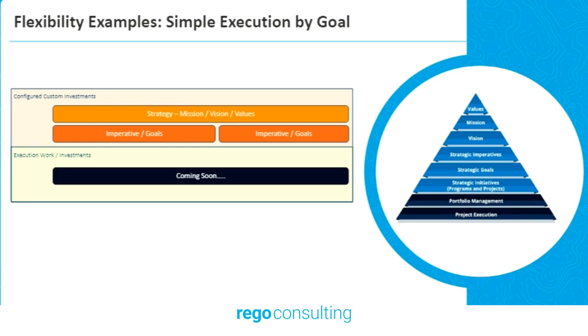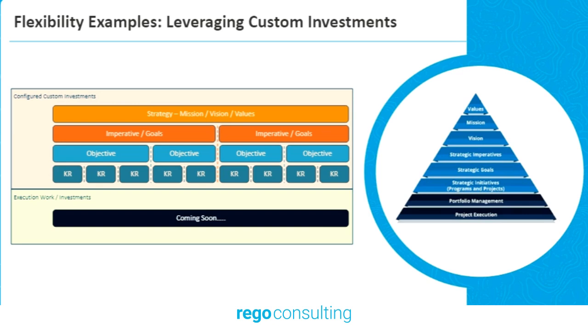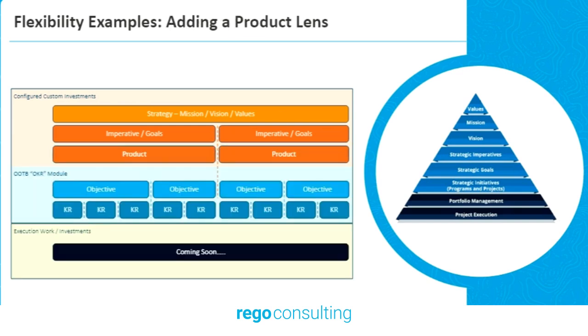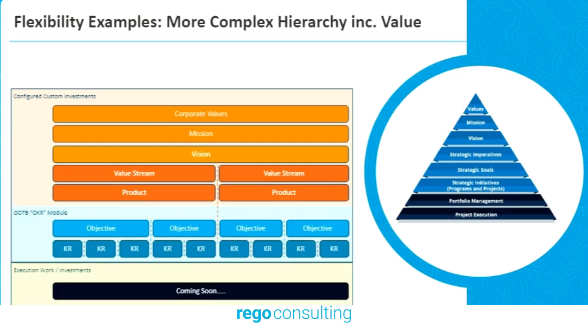We have others that, as we mentioned in the questions, use custom investments for all of it. It has different pros and cons to using the out-of-the-box OKR. So that's entirely a common approach to this, leveraging custom investments more than the out-of-the-box OKR. And we have some where we're adding a product lens, so product fits somewhere in that structure. And others that get more complex and start to break down all the different things into different components because they may have different data sets.